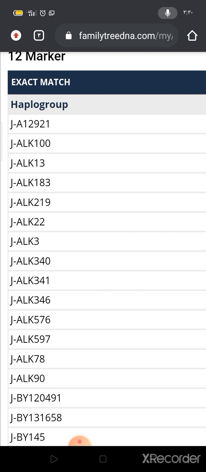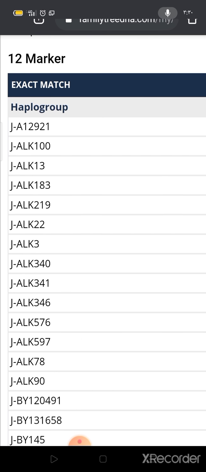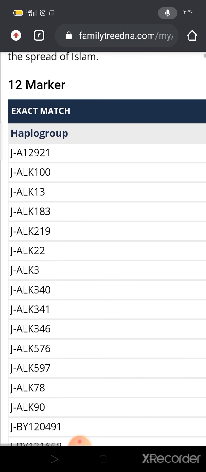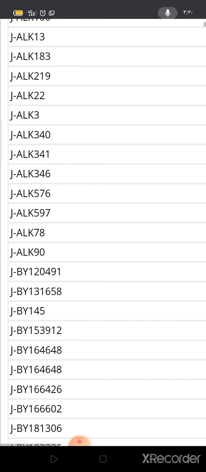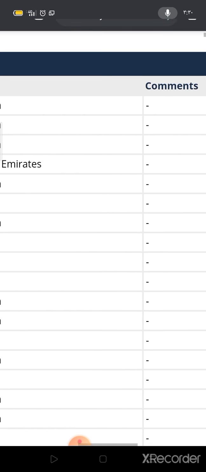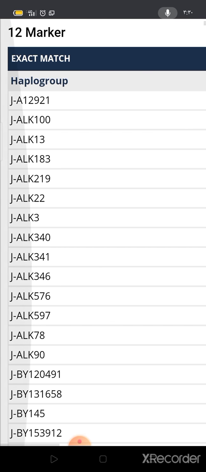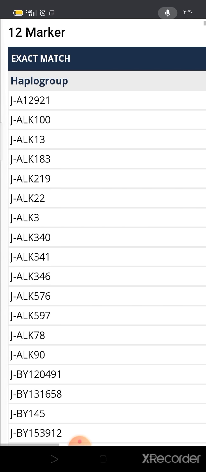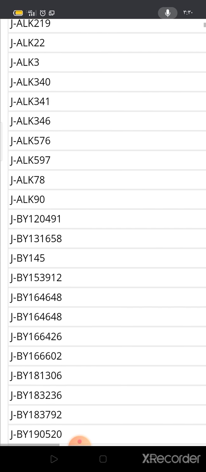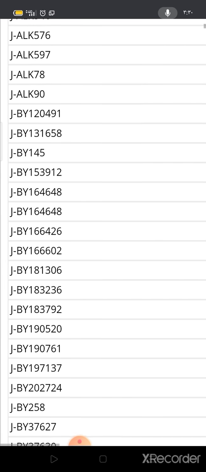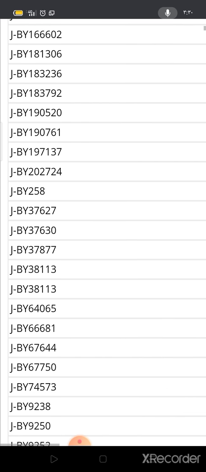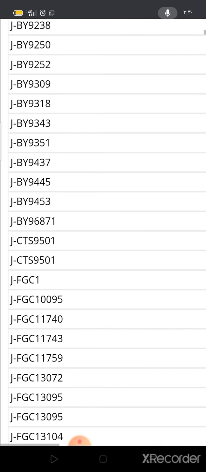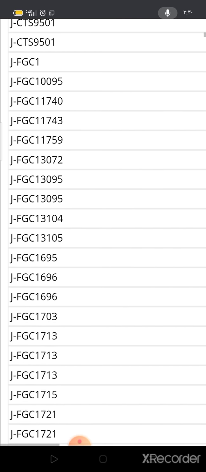He's giving me the terminal branches of people that I meet in 12 markers on the exact match. This is so interesting. He's giving the exact match, and he's giving you the country of that branch. These are all terminal branches who share with me the 12 markers, exact match.